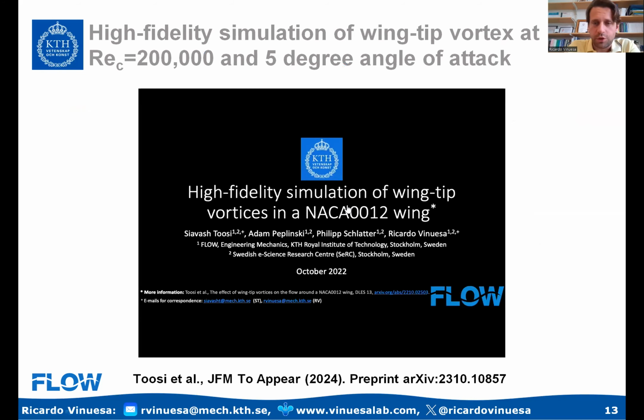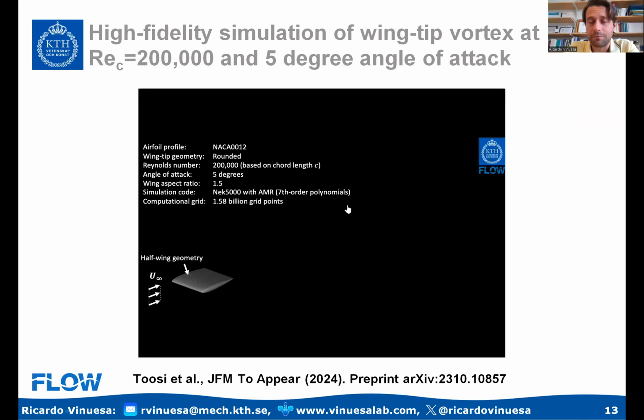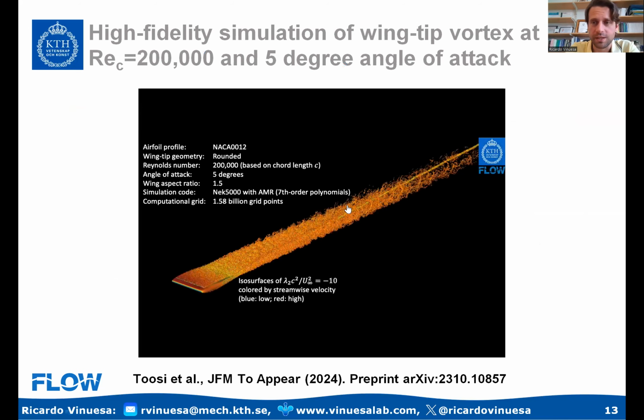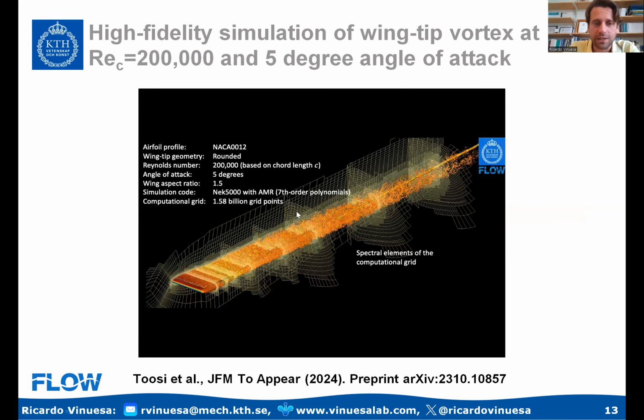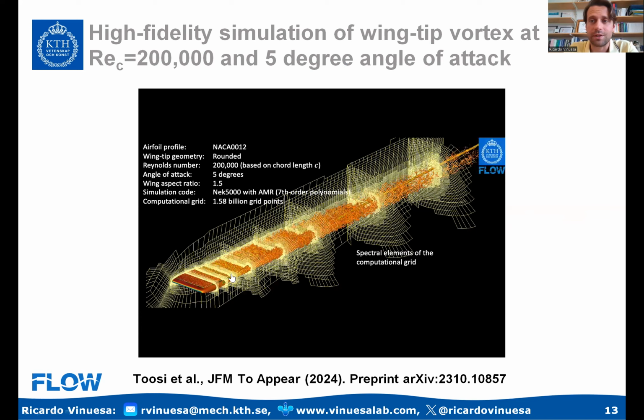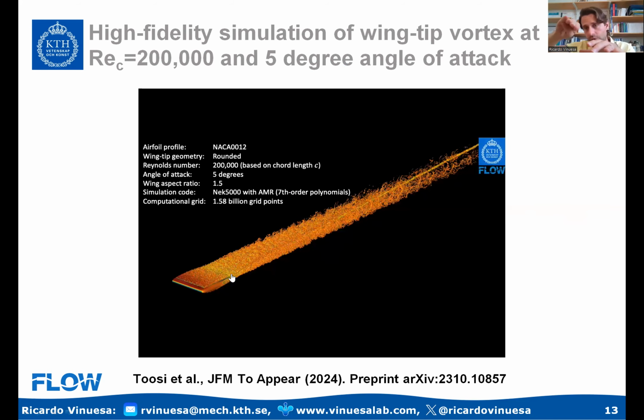And I promised you that I would talk about the lift-induced drag. So this is another very recent simulation. This is by Siavash Toosi, who was a senior researcher in my group. This is to appear in JFM. And you can see a wingtip. So this is really a wing that is not periodic anymore. It has a rounded wingtip.